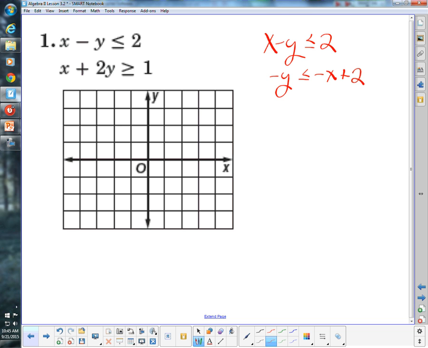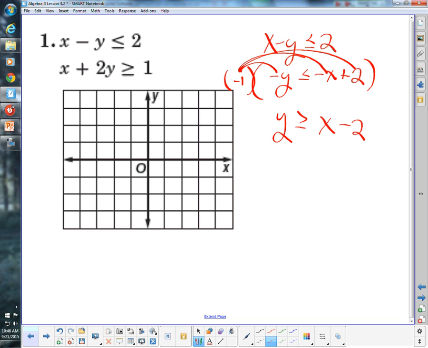Now I need to make this a positive y rather than a negative y, so I'm going to multiply the entire equation by negative 1. And remember, doing this, you're going to have to flip your sign over. So negative 1 times negative y is y. Negative 1 times negative x is positive x. And negative 1 times a positive 2 is negative 2. And now I'll flip the sign over.